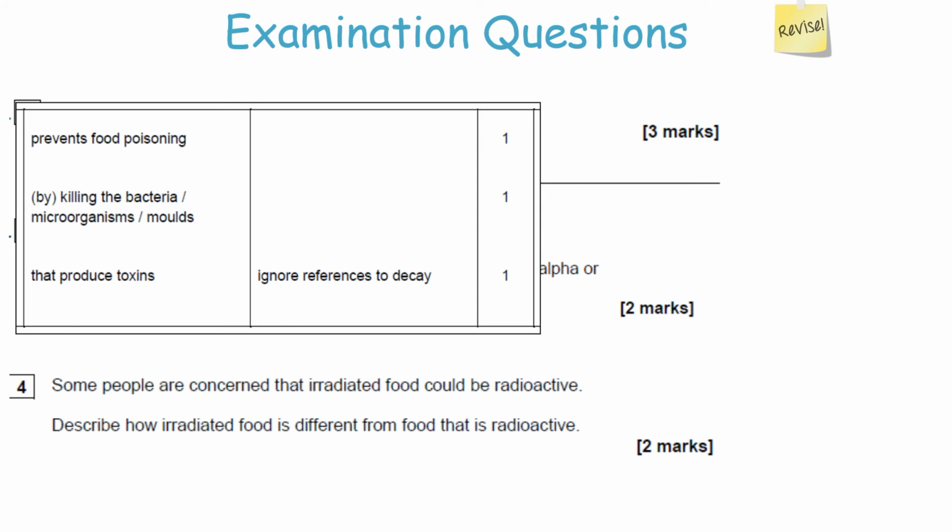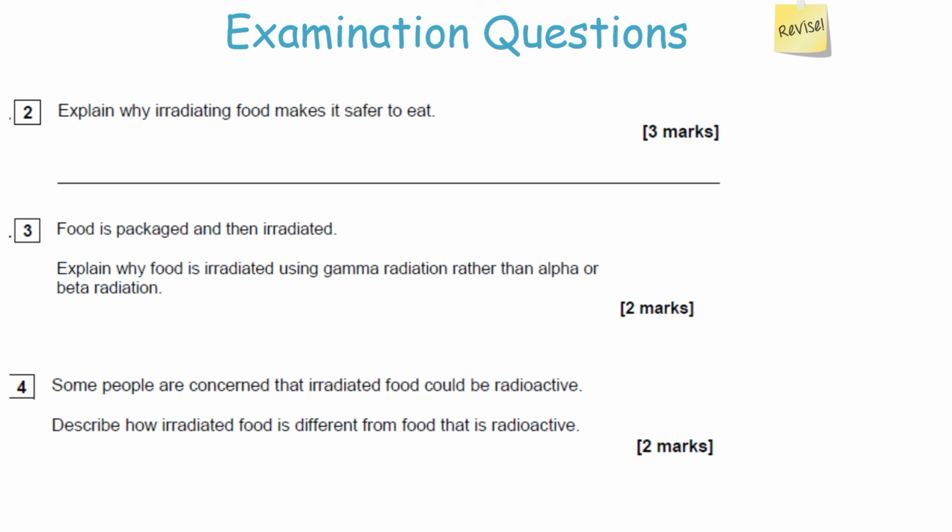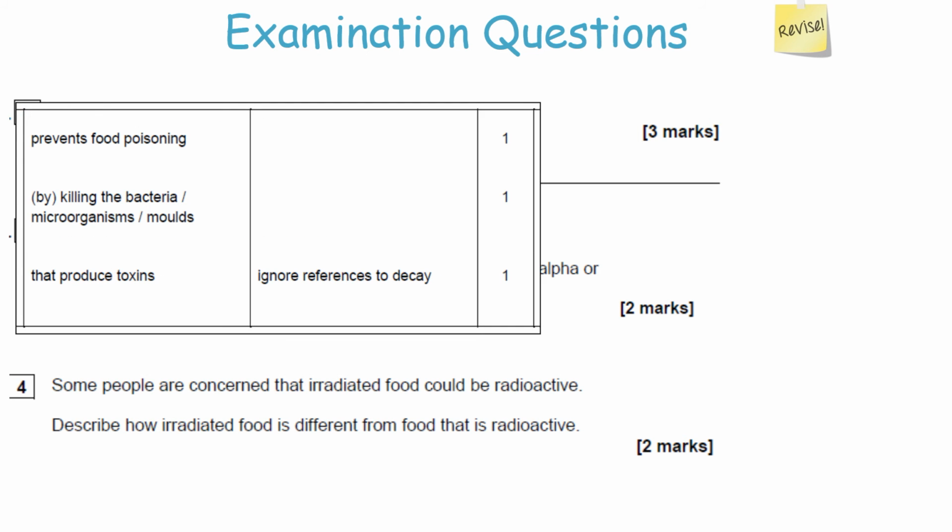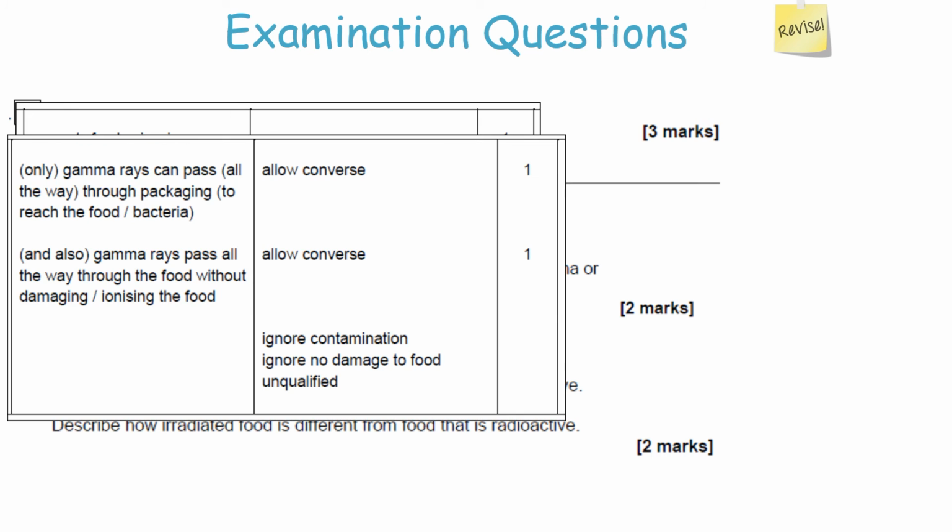Next question. Right, why do we use gamma radiation rather than alpha and beta? And it's important you know the properties of alpha, beta and gamma. Well, gamma is the most penetrating radiation, so it can pass through all the packaging, and it's also the least ionizing of the radiation, so it'll pass through without damaging the food.